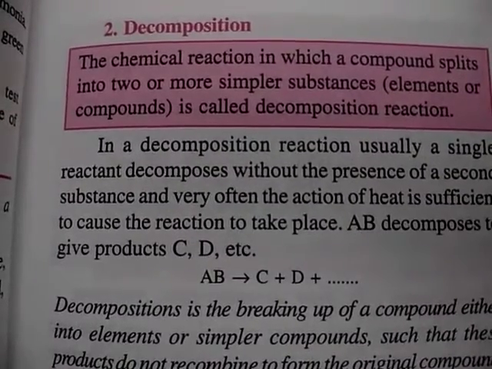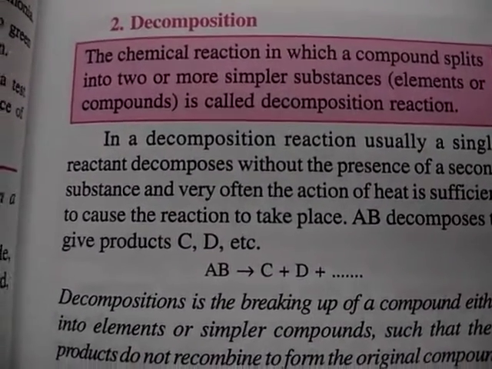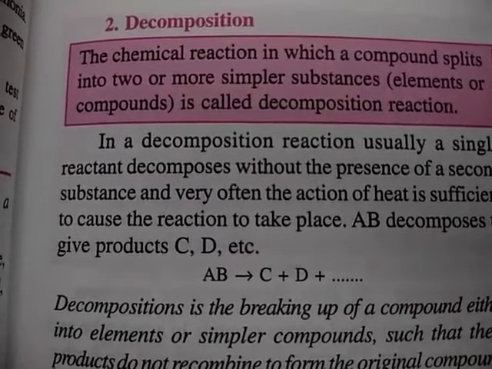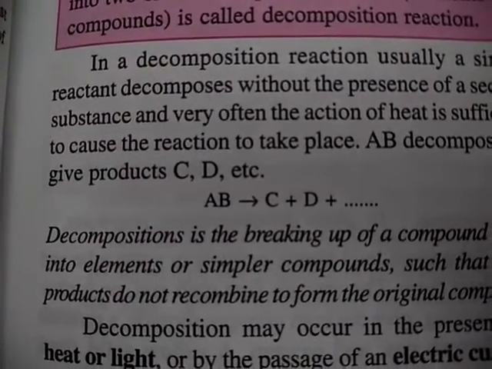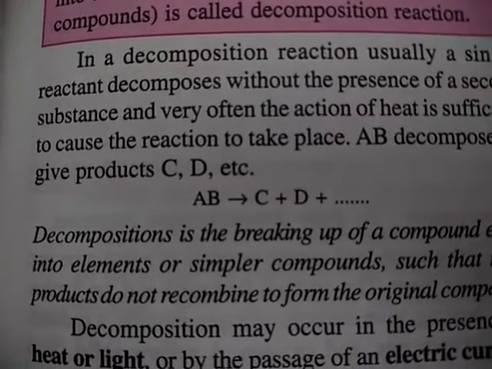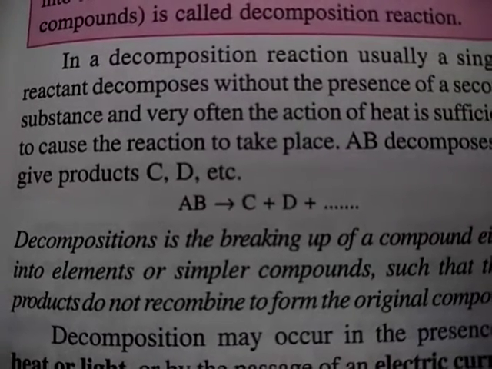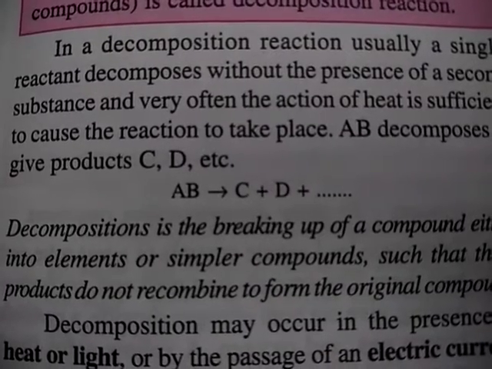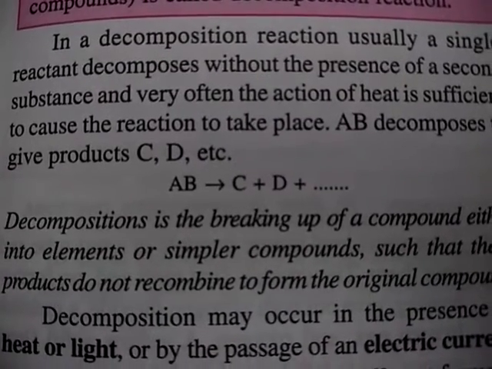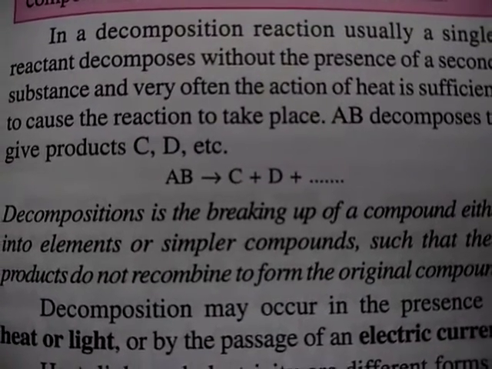Then we have decomposition reaction, which is just the reverse of the combination reaction. So here a substance is decomposed into its constituents. A general reaction they have shown you, AB is being decomposed into C and D, and in some other cases some more products can be formed.